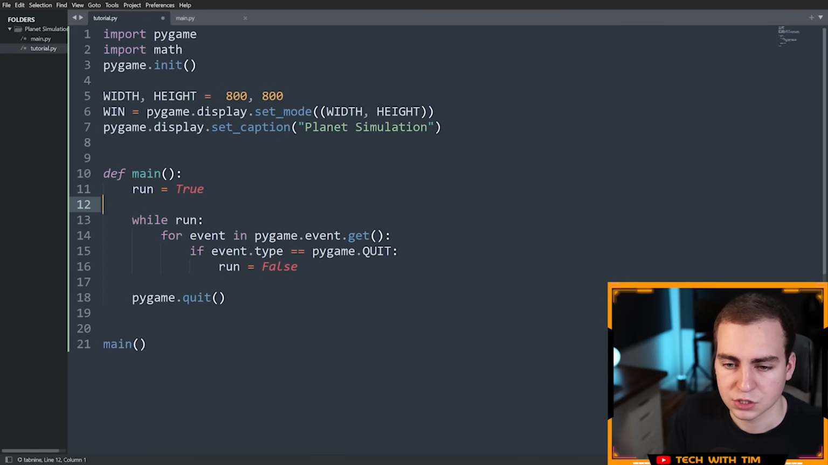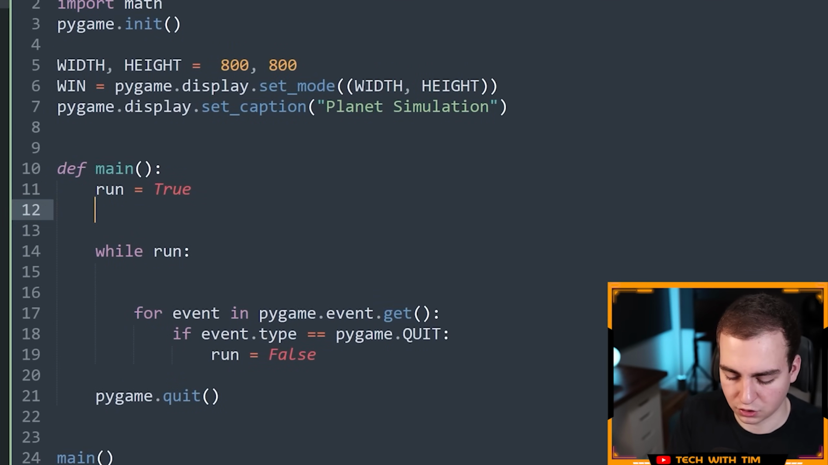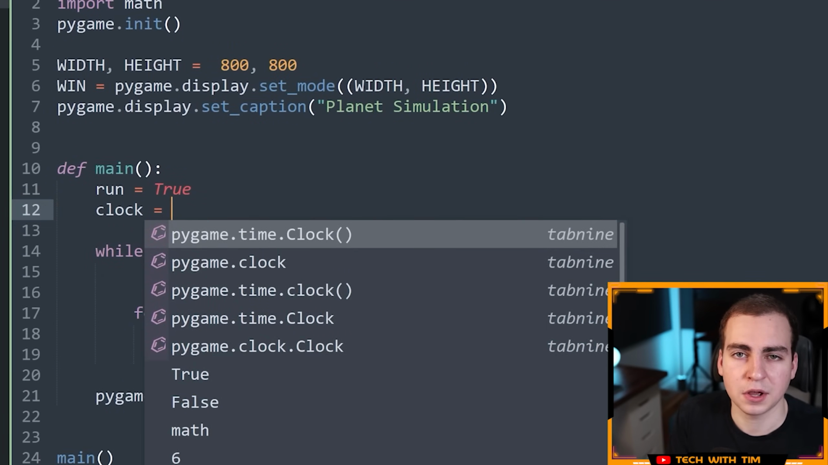Nice. So now that we have done that, I just want to show you how we can draw something onto the screen and update the screen. So let's do that. At the top of this loop here, I'm actually going to set up something called a clock. Now, a clock is essentially going to make it so that the frame rate of our game won't go past a certain value.